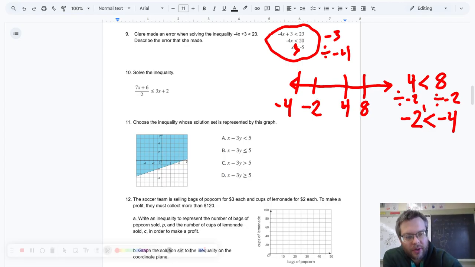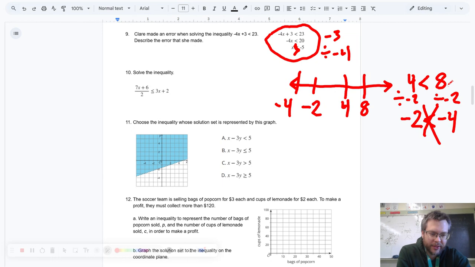So it is not true that the inequality stays the same when you multiply or divide by a negative. Okay? And you can prove it to yourself. Just think about any two numbers and multiply both of them by a negative or divide both of them by a negative. You'll notice that the direction of the inequality needs to change.